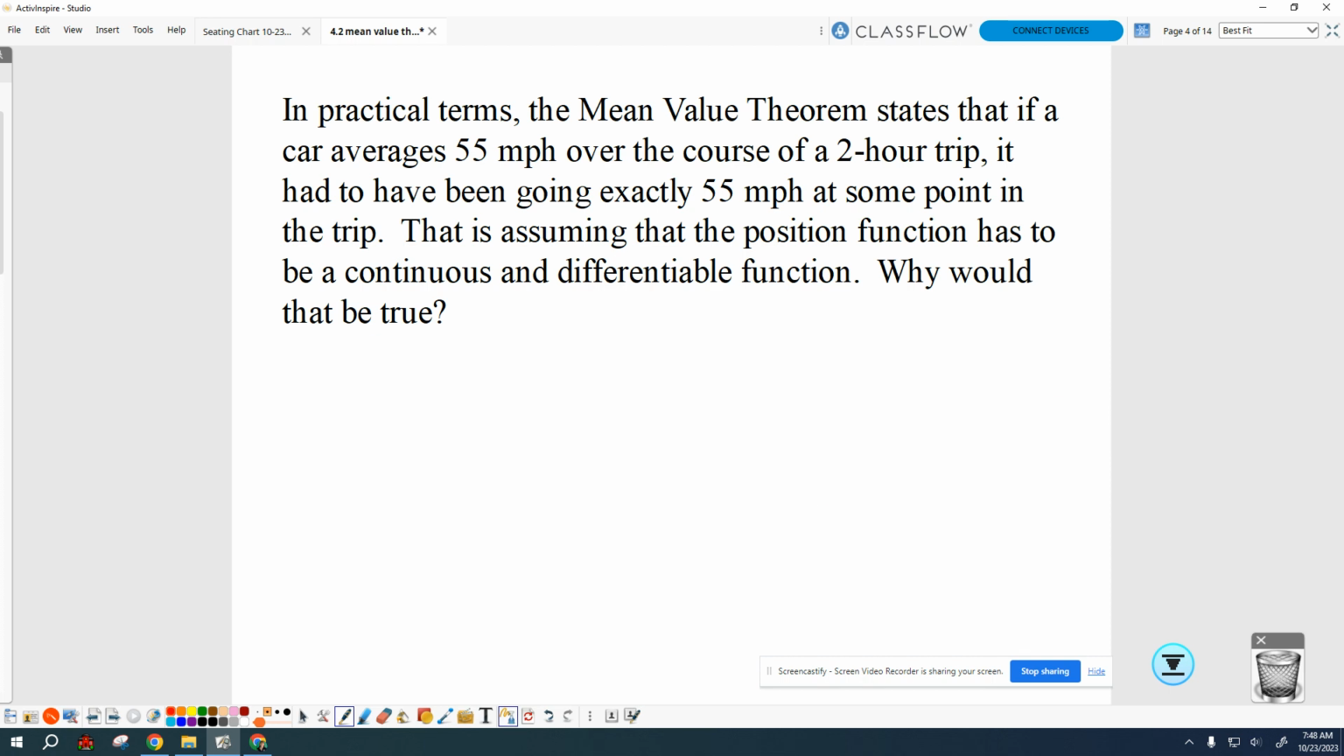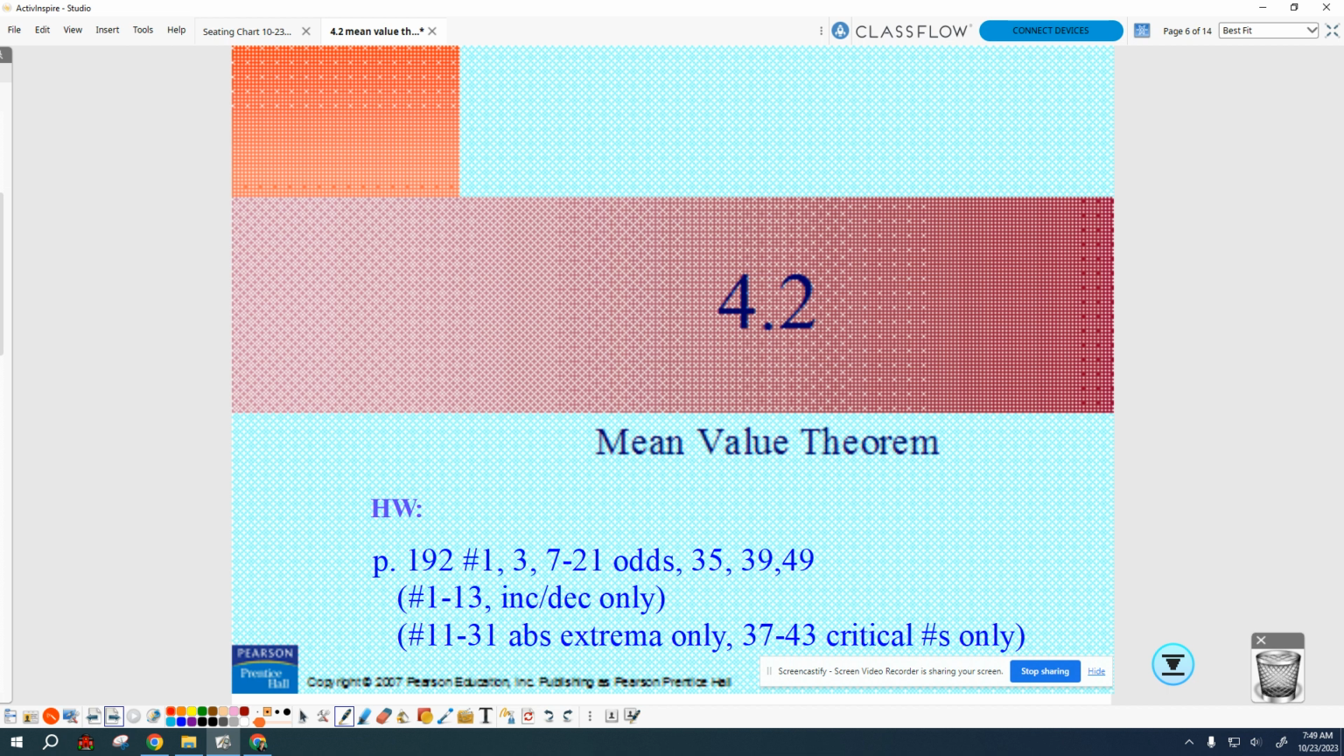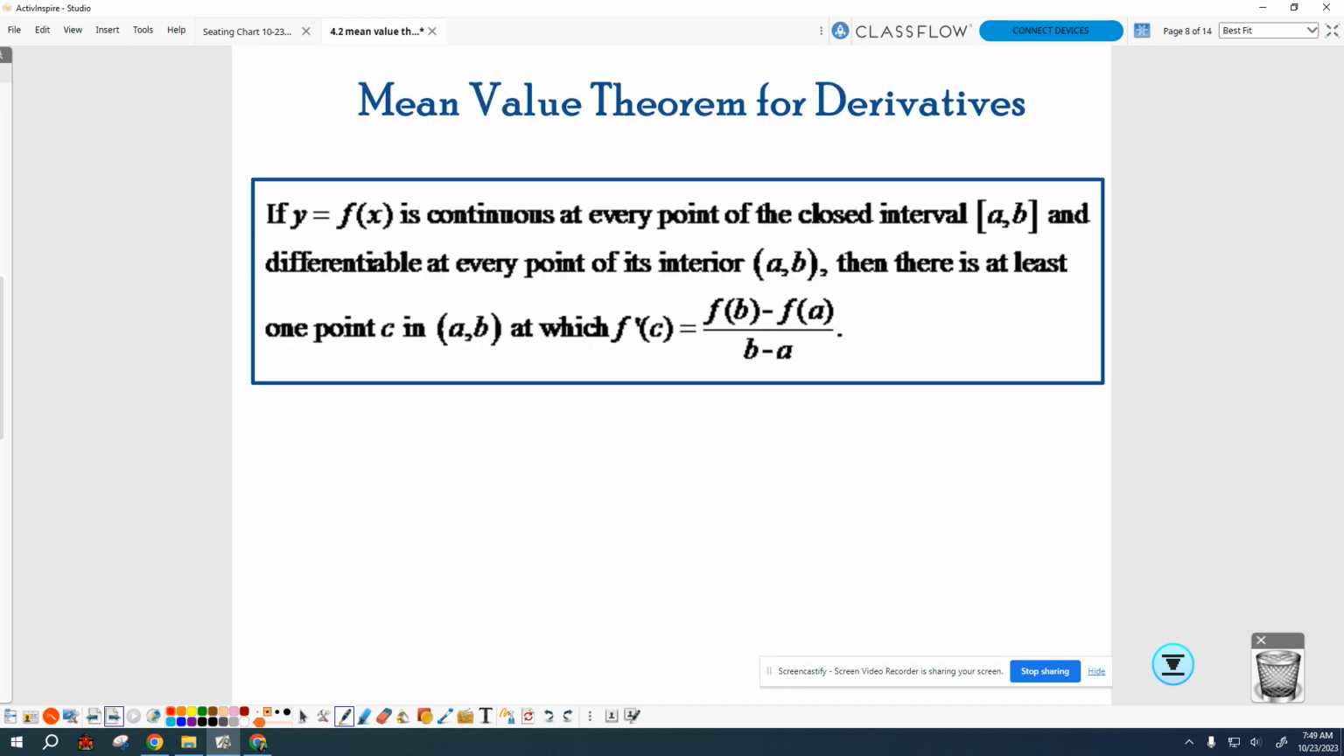Mean value theorem is, let's see, if the car averages 55 miles an hour over a 2-hour trip, it had to have been doing 55 at some point. Does it have to do 55 the whole time? No. But it had to do it at some point in there. And the reason this has to be true is the mean value theorem, which we will write down if you don't have it already. So this is what we had at the end of the investigation last week.